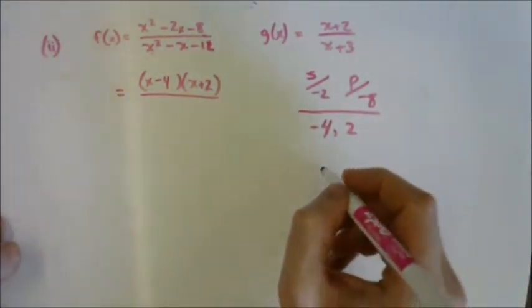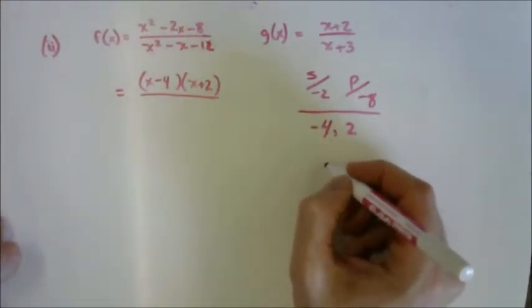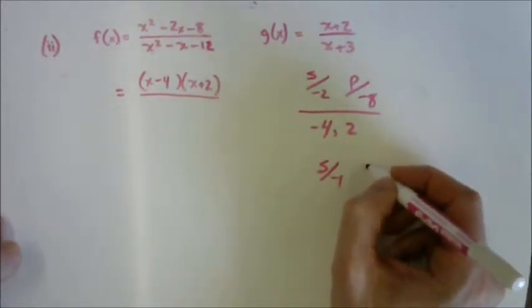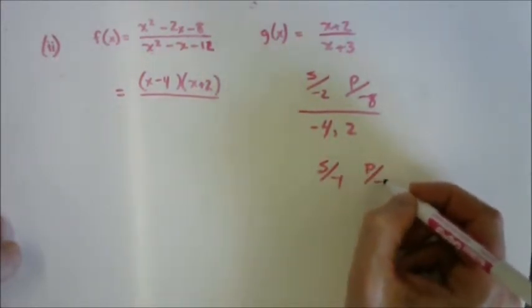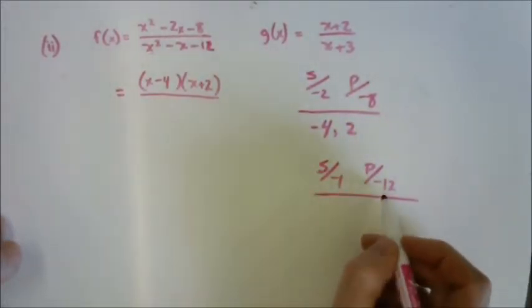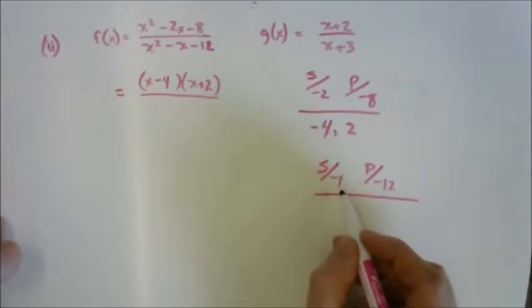In the denominator, I'm going to do the exact same thing. I need to factor it. So in the denominator, we have a sum of negative 1 and a product of negative 12. Well, what 2 numbers are going to multiply to 12 and have a difference between them of 1?